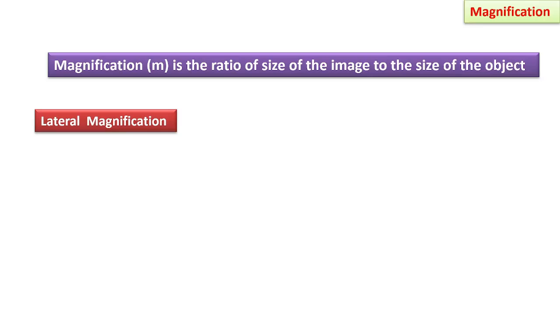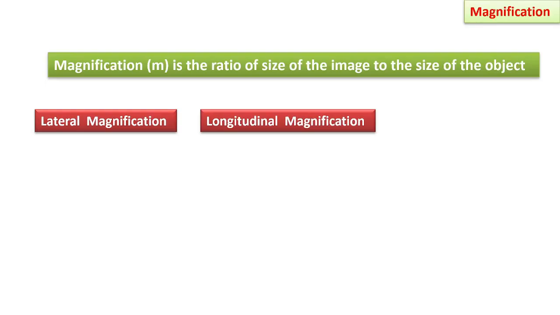Further, we will see about the magnification of lens. Magnification, denoted with the letter small m, is the ratio of the size of the image to the size of the object. Types of magnification are lateral magnification, longitudinal magnification, and angular magnification. So now we will see one by one.